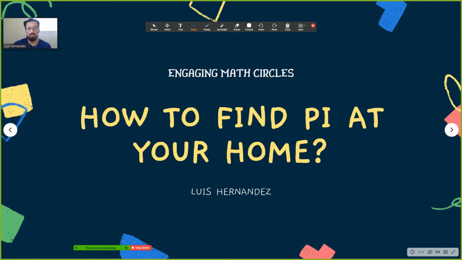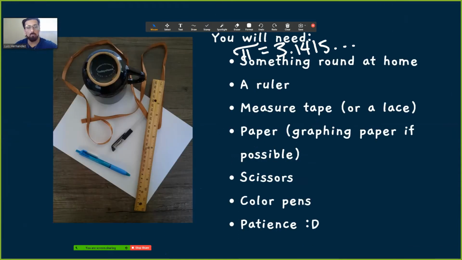I am a teacher at the Engaging Math Circles, and today I want to help you find pi in your home. The reason behind this is that we are familiar with this irrational number, 3.1415 and more digits. We use it for circles in geometry, circumferences, areas. We even have a Pi Day, right? But it's important for us to know where it comes from and not just use it because it's there in the textbooks. So what you're going to need is something round.